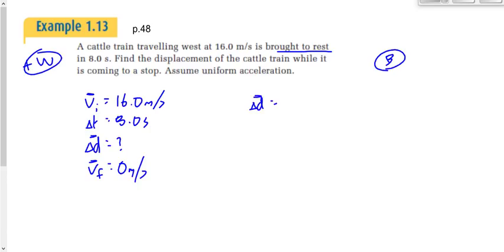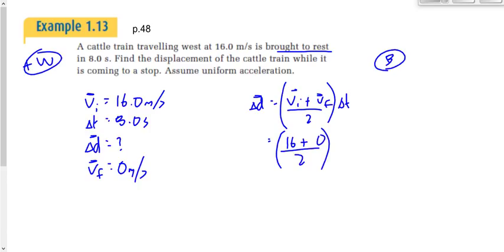Let's try the one with the brackets: VI plus VF over 2, times T. Does that work? Well, I got VI and VF. I got T. It looks like it's going to work. VI is 16 plus 0, over 2, times time is 8.0. Gives me 8 times 8 is 64 meters. Yeah, that works. Looking for displacement. That's what I got. Done. Final answer should be 2 digits, of course. This is 3. This is 2. Final answer should be least precise, or 2.